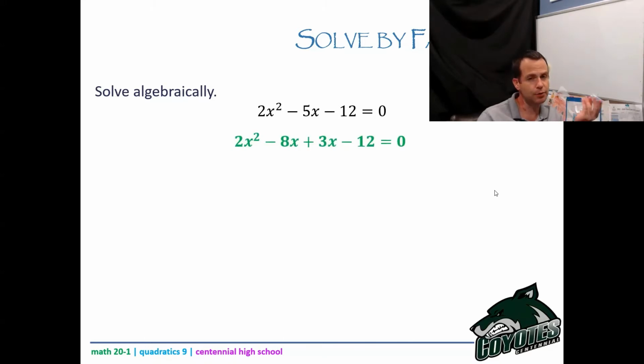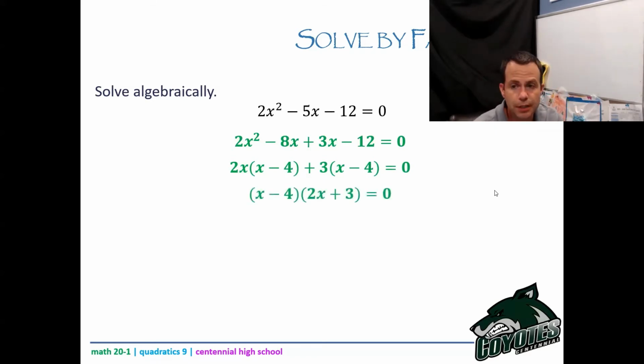Factor the front 2, so 2x squared minus 8x. I can take out a 2x and I'd be left with x minus 4. Factor the back 2, I can take out a 3 and I'd be left with x minus 4. So now I see that x minus 4 is common, so I'm going to pull the x minus 4 to the front. X minus 4 times 2x plus 3 equals 0.